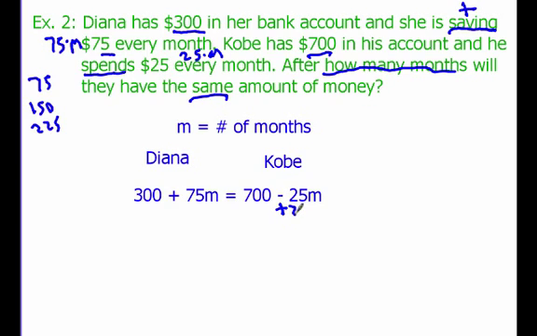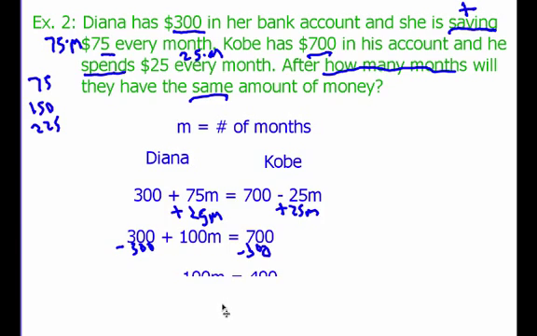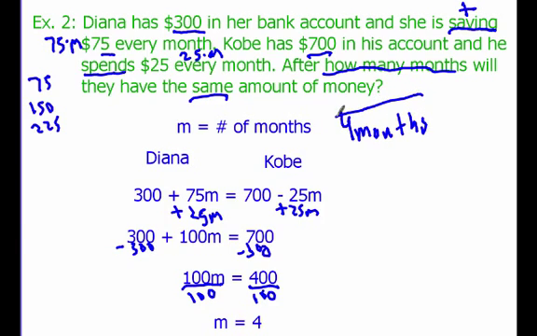We want to start by getting all of our variables on one side. I'm going to add 25M on both sides. That gives me 300 plus 100M equals 700. Next, I'm going to subtract 300 on both sides. That gives me 100M equals 400. Finally, I divide both sides by 100. And I get M equals 4. So it will take 4 months for them to have the exact same amount of money.